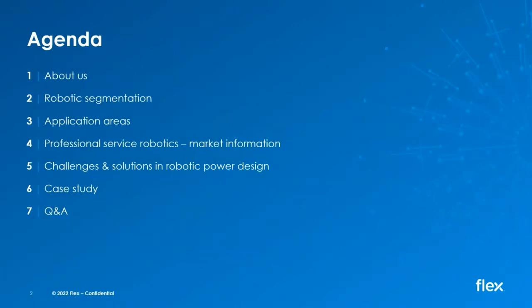The agenda for today looks like this. Following a short introduction to us as an organization, I'll go quickly into the different segmentation within the robotics market, and also talk a little bit about the different application areas that are found within those segments. Specifically then we'll focus on professional service robotics, and we'll talk a little bit about the market for that type of equipment, and also look at the challenges and solutions in the robotic power designs that we've seen from customers recently.